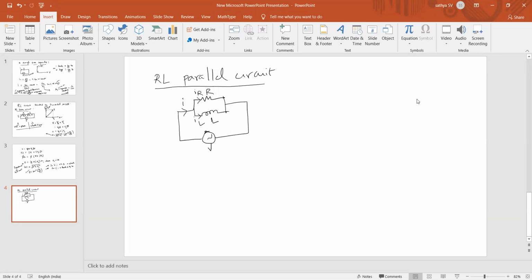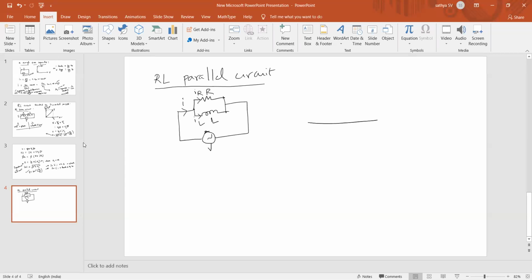Now we have drawn the RL parallel circuit, with both R and L in parallel combination. We are applying some voltage V across the parallel combination of R and L. The current passing through is I. Since these are in parallel connection, there is some division of current, IR and IL, into the two branches. Now tell me which one I can take as the reference, either voltage or current. For phasor, voltage, very good.